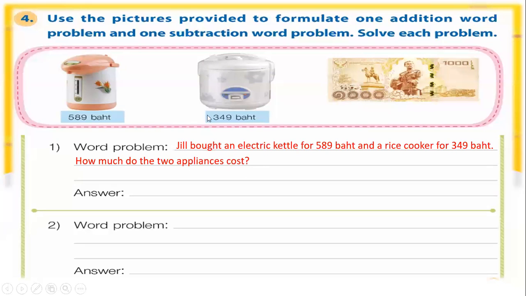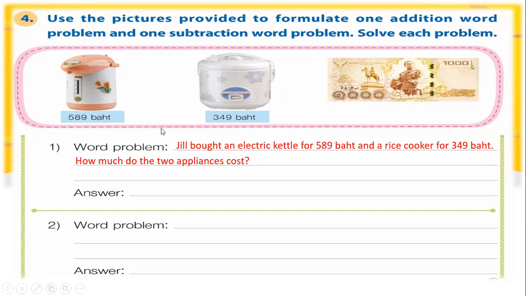So we can see on the picture we have a kettle priced 589 baht, a rice cooker at 349 baht, and the third one is a 1000 baht banknote.